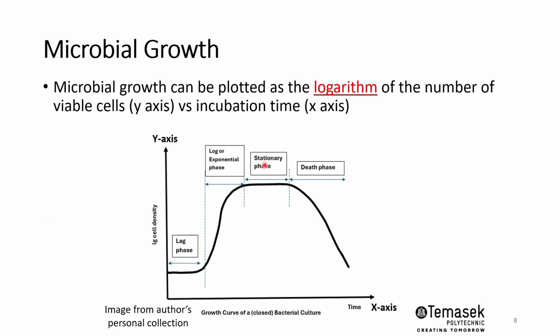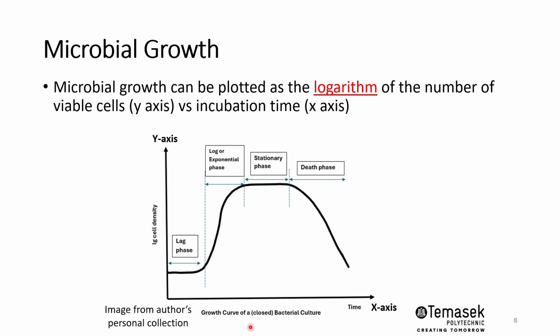So as mentioned, microbial growth can be classified into four different phases in a population. The microbial growth itself, you can plot it as the logarithm of the number of viable cells on the y-axis versus the incubation time on the x-axis here.